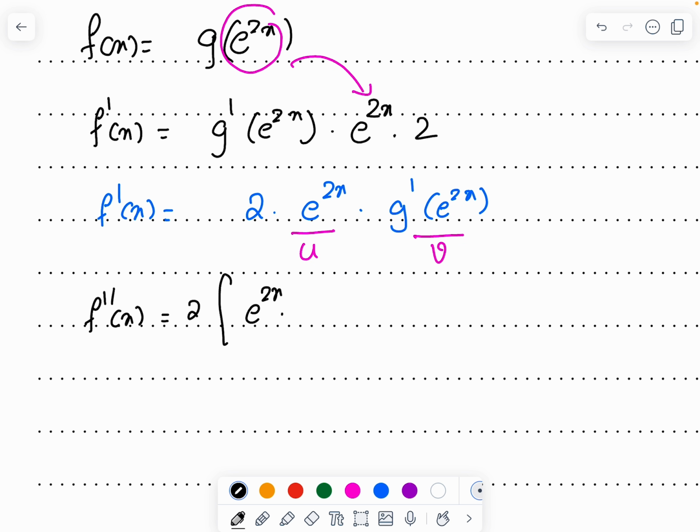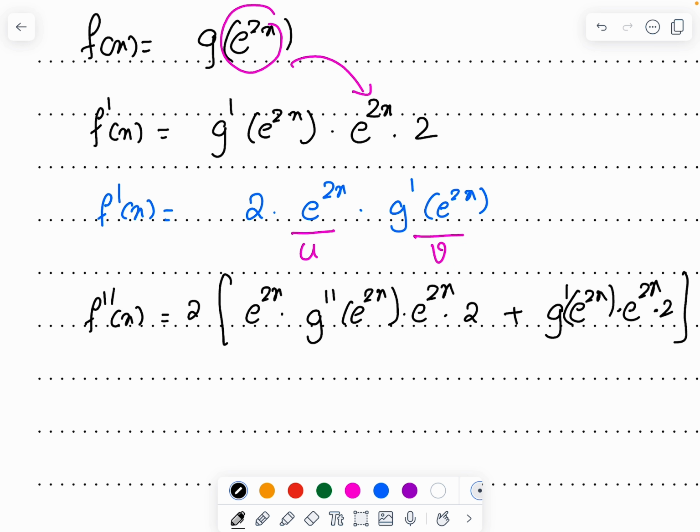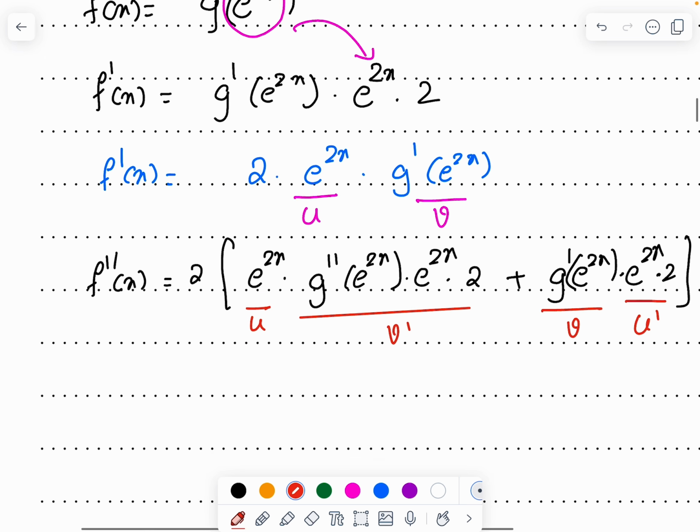G prime x derivative is nothing but g double prime e power 2x. Again e power 2x derivative is e power 2x and 2x derivative is 2. Then plus next time g prime of e power 2x remains as it is, and e power 2x derivative is e power 2x times 2. This is u, this is v prime, and this is v and this is u prime. uv prime plus vu prime.